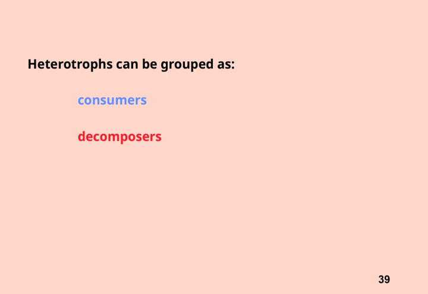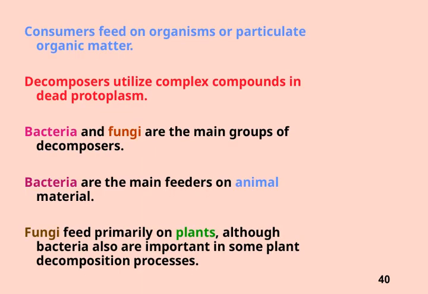Both groups are essential for maintaining the balance in ecosystems, as they help transfer energy and nutrients through different levels of the food chain. Understanding these groups helps us see how energy flows and how organic matter is recycled in nature. Now, let's talk about what consumers feed on in ecosystems. Essentially, they feed on organisms themselves or on particulate organic matter, which includes tiny bits of dead material. This is a crucial part of the energy flow in nature, as it helps recycle nutrients back into the environment.